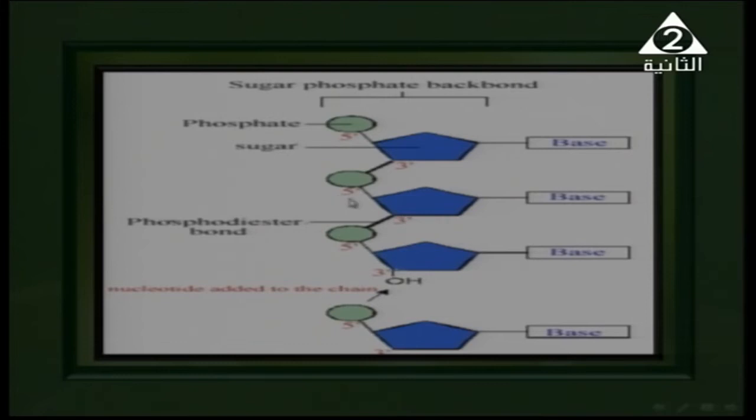The phosphate group is bound with the carbon atom number 3 of the pentose sugar, and this is the nitrogenous base, and this is called the nucleic acid, or the phosphate backbone of the nucleic acid.